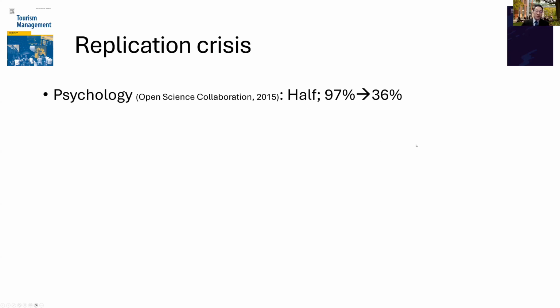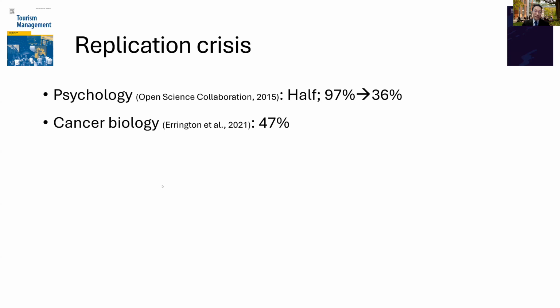So first of all, I'm going to bombard you with a lot of numbers here. This is a 2015 Science paper from psychology. Basically, this group conducted replications of 100 studies from 3 psychology journals and found that the replication effect sizes were half as large as the original findings. And 97% of the original studies reported significant results, but only 36% of the replications reported the same significant results.